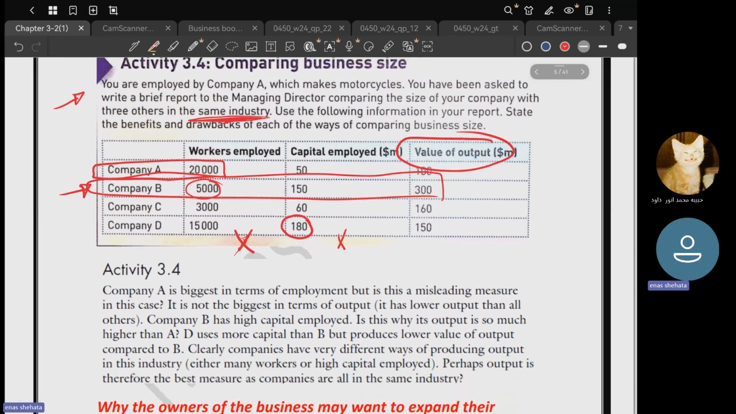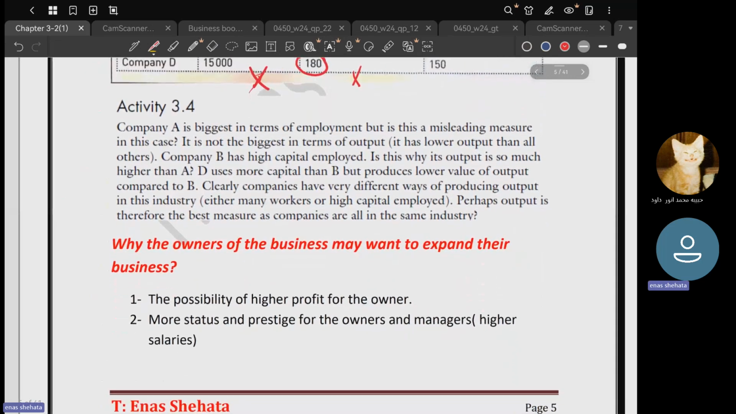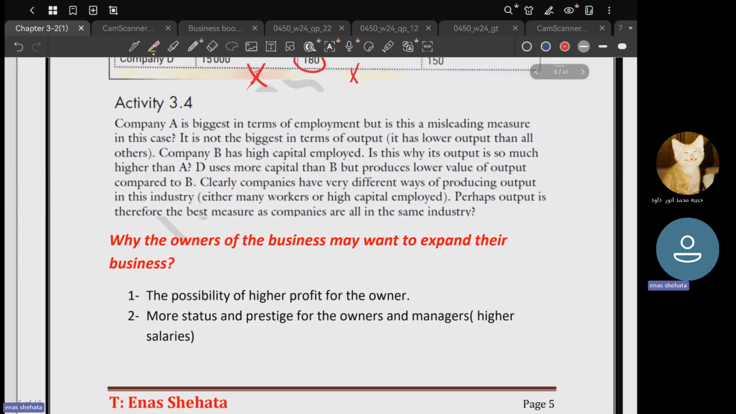And here is the explanation of what I said. Why may the owner of a business want to expand their business? Most entrepreneurs or owners of businesses want their business to expand. Why do they want their business to expand? The possibility of higher profit for the owner if you expand your business. So there is more opportunity to gain higher profit.